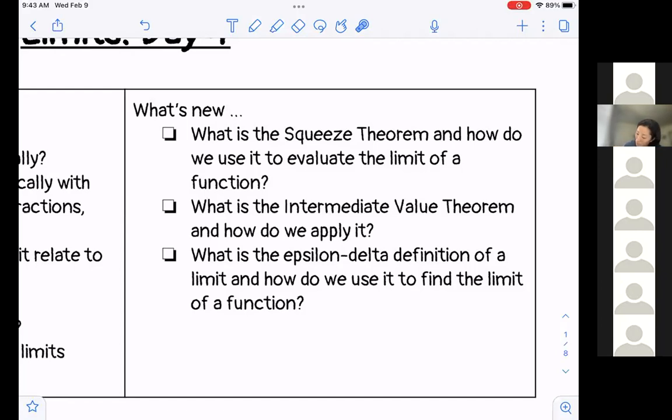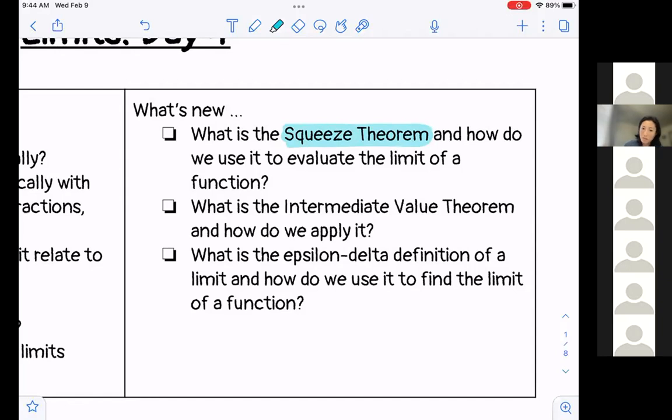So the first thing we're going to take a look at is something called the squeeze theorem, right? And things that we want to keep in mind are what is the squeeze theorem, and more importantly, how do we use it to evaluate the limit of a function? Right? So in some ways, this might be like, oh, it's another way to think about finding limits.